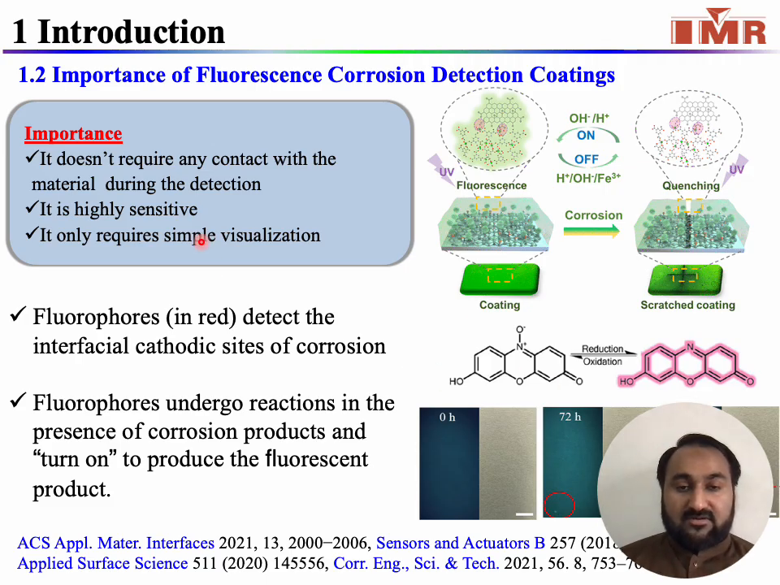So, the importance of fluorescence corrosion detection coatings. Why do we use fluorescence coatings? Because they don't require any contact with the material during detection. They are highly sensitive and only require simple visualization, because all the previous methods require heavy industry, machines and expensive methods. So this is just a simple visualization. When the fluorescence coating is put into a UV environment, it shows bright fluorescence effects by changing its structure through isomerism.